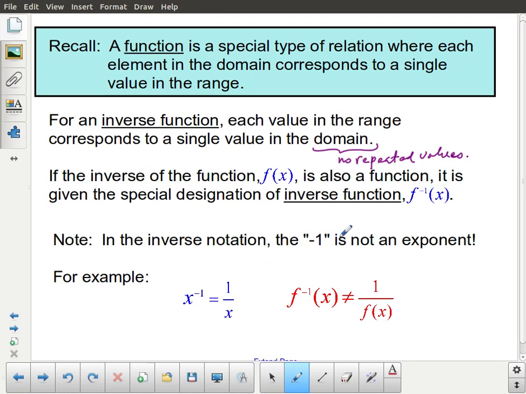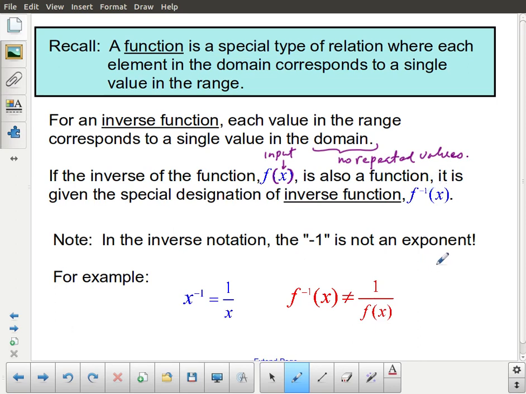This negative 1 is not an exponent. Just in the same way when we talk about these brackets on a function, these are not multiplying brackets. These brackets are the function brackets, which denotes the fact that this x is an input. Okay, these are not for multiplying. Well, the same thing is true here. This negative 1 is not an exponent. It is a special notation to denote that it is an inverse.